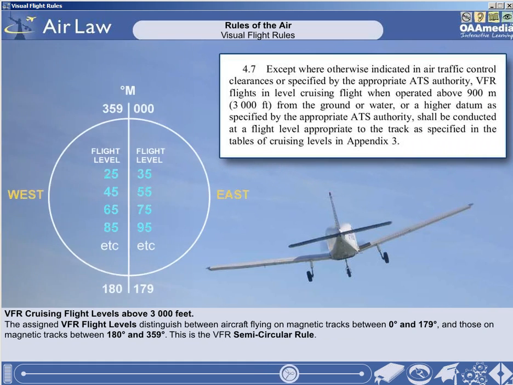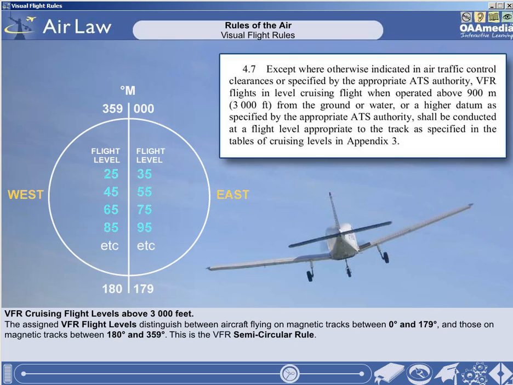The relationship between available VFR flight levels and magnetic track is governed by what is called the semicircular rule, so called because the assigned flight levels distinguish between aircraft flying on magnetic tracks between 0 and 179 degrees and those on magnetic tracks of between 180 and 359 degrees.